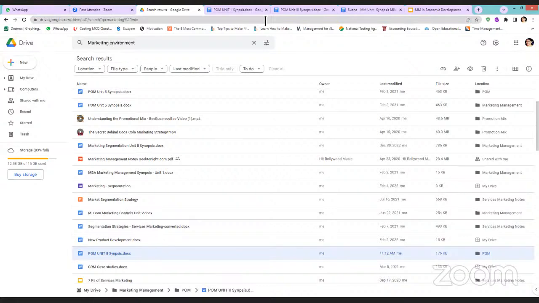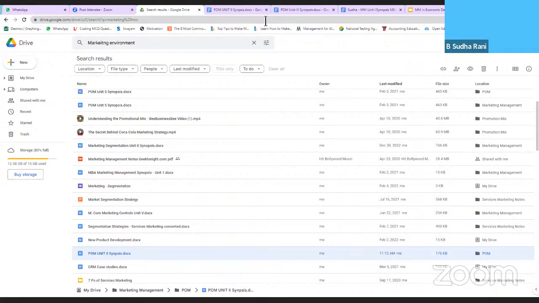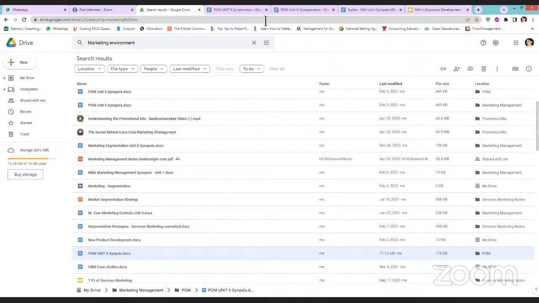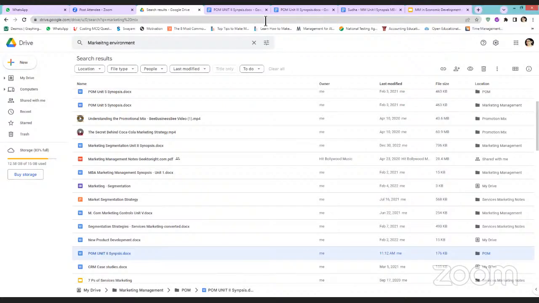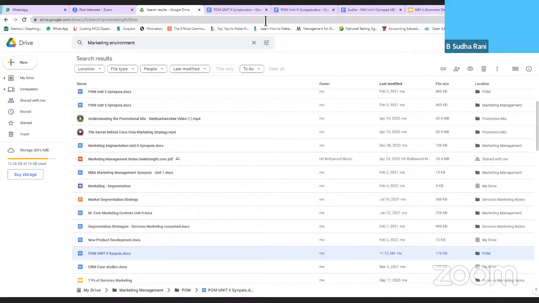Okay, whereas it's also a function which involves producing, distributing, communicating to the consumer, identifying the consumer needs, and developing and meeting the products in order to meet the consumer needs.